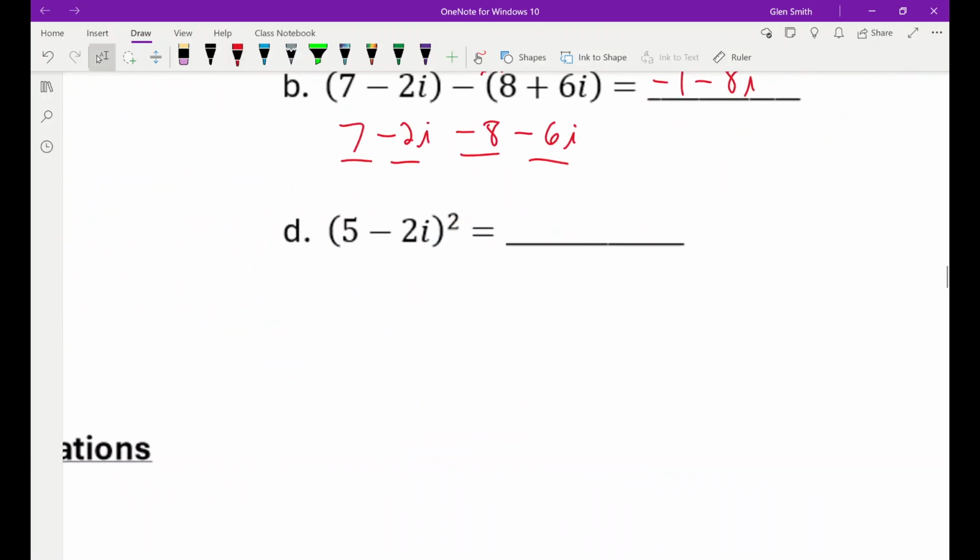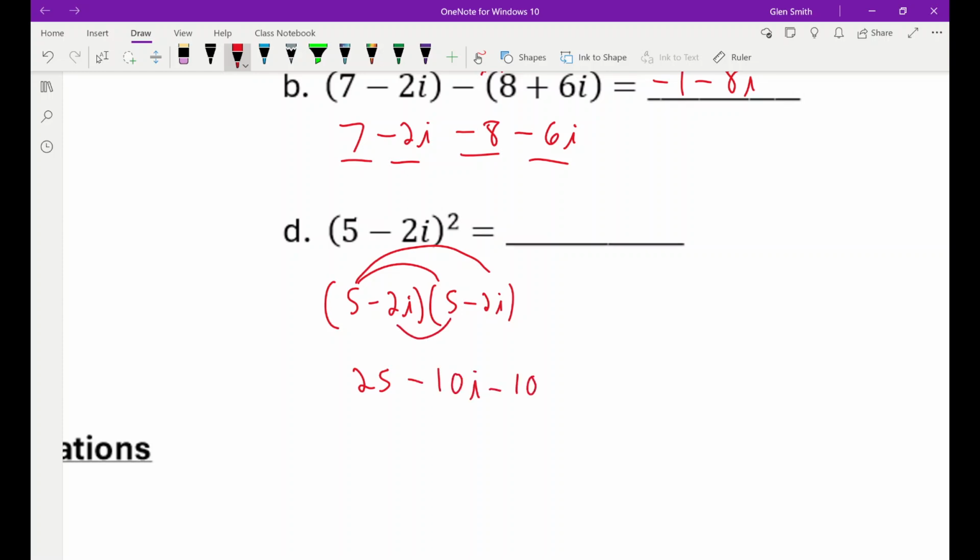Okay. And just remember, this squared, it'd be super nice if that just squared here and squared here, but it doesn't. It means multiply it by itself. So this is another situation to do the box or to FOIL, whichever you like better. So I do 5 times 5 is 25. 5 times negative 2i is negative 10i. Negative 2i times 5 is negative 10i. And negative 2i times negative 2i is positive 4i squared.